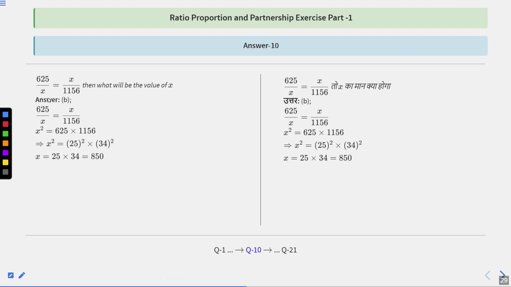This is an easy question. We just cross multiply the equation. When we cross multiply the equation, it will become x square equals 625 multiplied by 1156. Clear? 625 is the square of 25. 1156 is the square of 34. So when we take the square root, we get x equals 25 multiplied by 34, which becomes 850. So B is the correct answer.